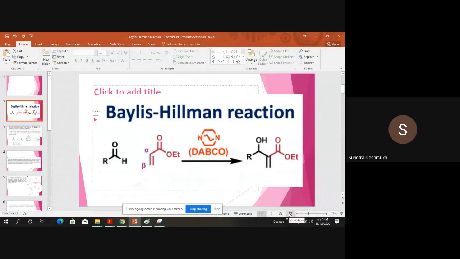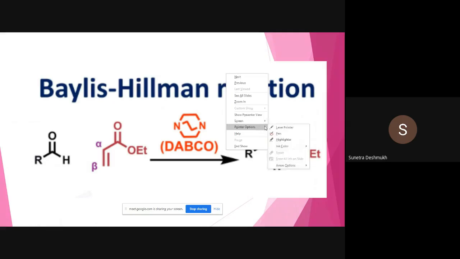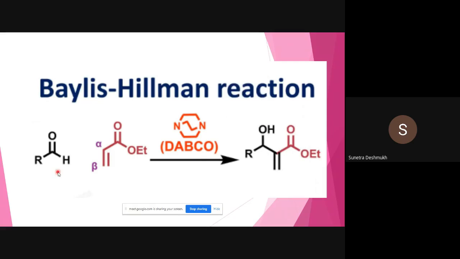Reactions which involve carbon in that one, we will start the next reaction. Our next reaction is the Baylis-Hilmann reaction. Here I am showing a general reaction of the Baylis-Hilmann reaction. In this reaction, we use starting materials like aldehyde and alpha beta unsaturated ketone, and we do the reaction between these two in the presence of basic catalysts like DABCO.